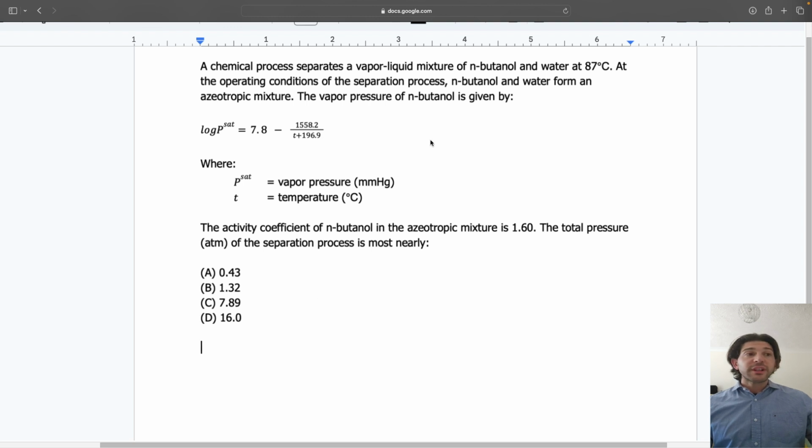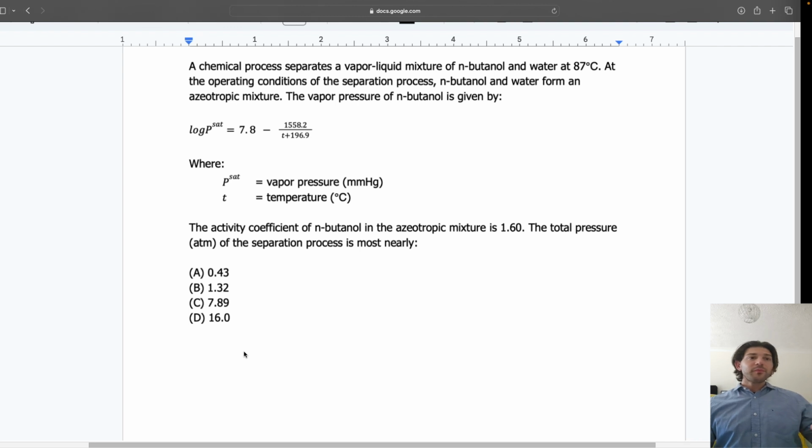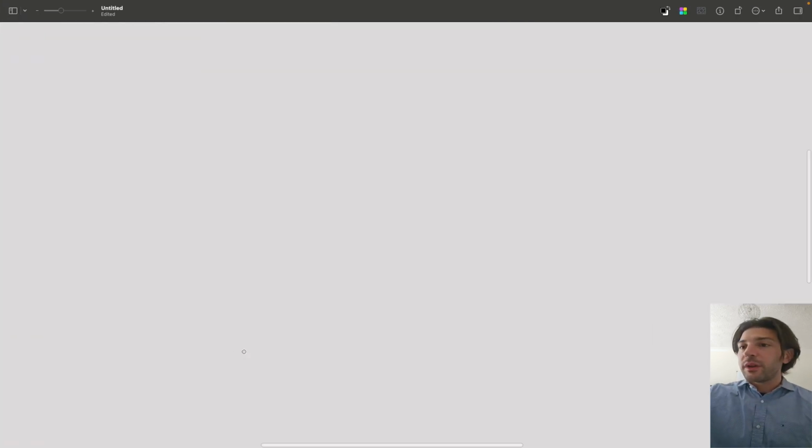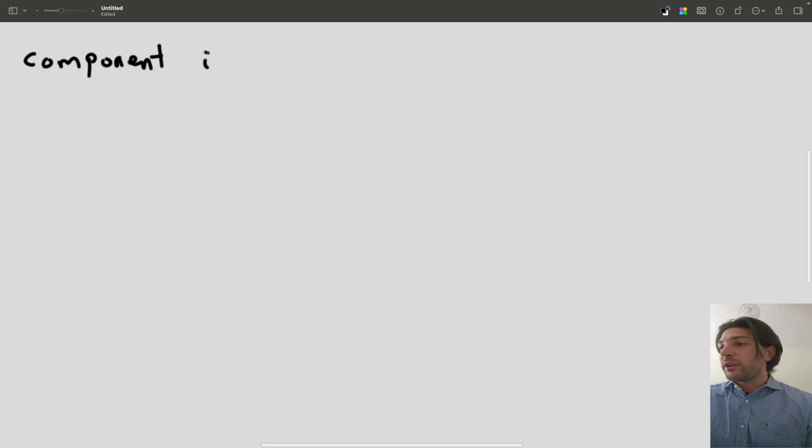Okay, so the first item that jumps out at me is that we have a binary component system of N-butanol and water, which comprise a vapor and liquid mixture. Additionally, we have an activity coefficient and are asked to find the total pressure in atmospheres. This lets us know that we will be working with a vapor-liquid equilibrium. So let's find our equations. Well, we know that for each component i, we have the following vapor-liquid equilibrium equation.